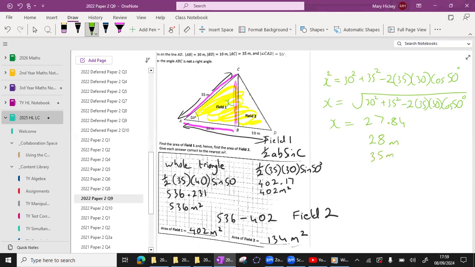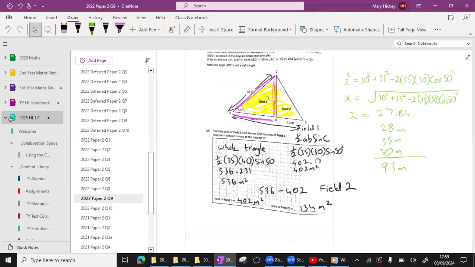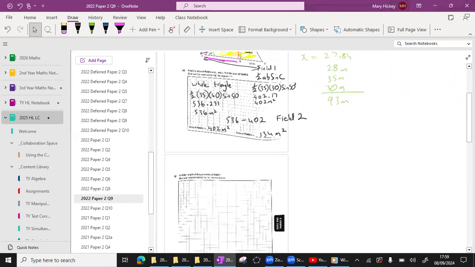35 is the other one and 30 is the other. So what I'm going to do is just simply add the three of them up to get the perimeter of field 1, and that is 93 meters, and that is to the nearest meter.